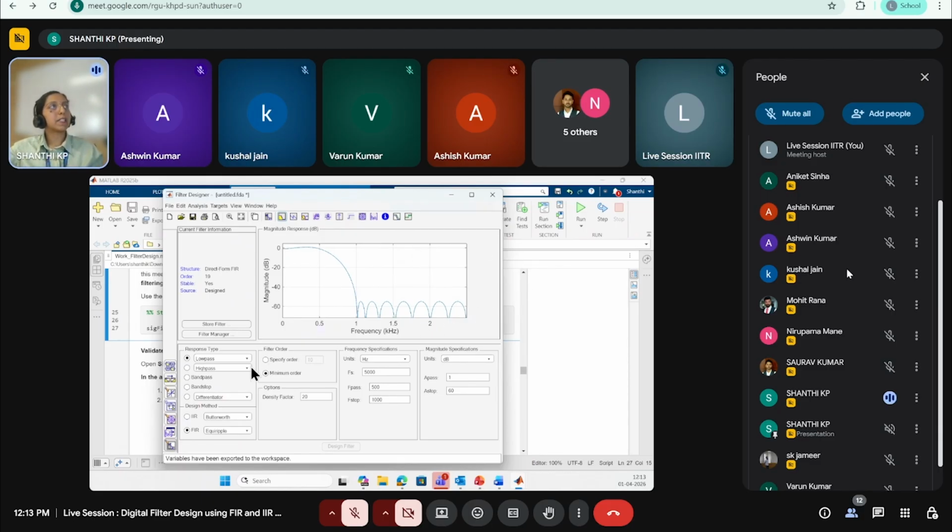Now, in the filter designer app, the filter specifications are the same. The response type is low pass, but for the design method, we are now going to use an IIR filter. Let's keep the design method as Butterworth. And all the filter specifications, like the sampling frequency, which was 5000 Hertz, passband frequency, stop band frequency, stop band attenuation, passband ripple, everything remains the same. Now, with these specifications, let's design the filter. Click on design filter.